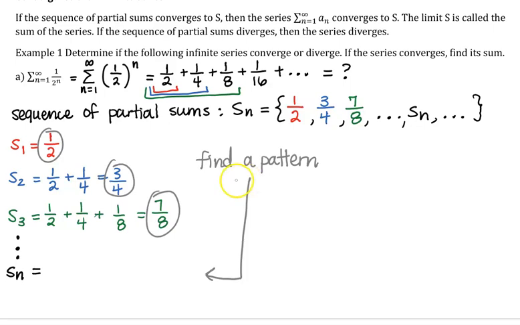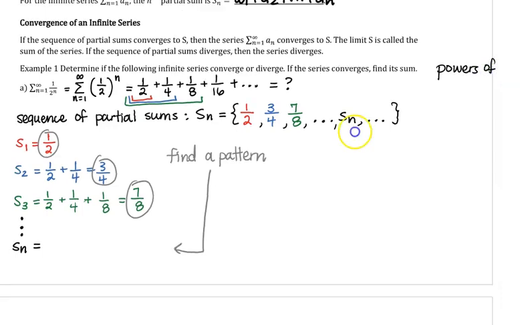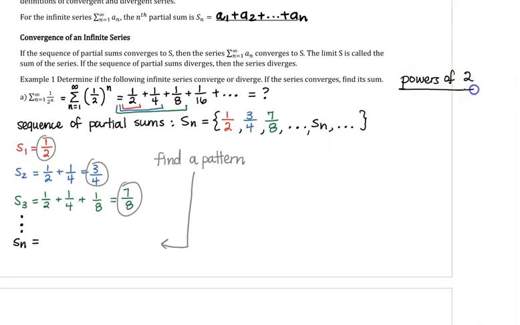Well, when I look at the numerators of 1, 3, and 7, I do notice that those numbers are powers of 2 subtracted by 1. Just a quick reminder, we talked about in section 9.1 that powers of 2 are 2 to the 1 is 2, 2 squared is 4, 2 to the third is 8.